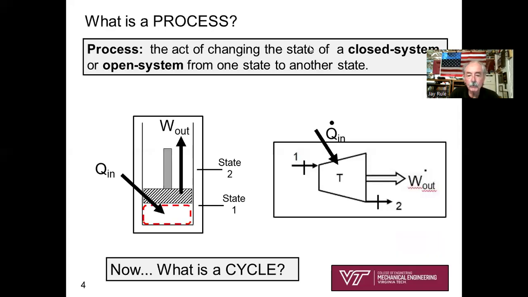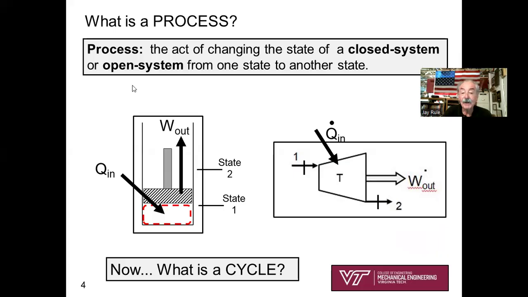So let's do a little review first, just to be sure we're all on the same page. So the first question is, what is a process? So try to think about that in your mind. Have you got that in your mind before I disclose the answer to you here? A process is the act of changing the state, remember that term, state, of either a closed system or an open system from one state to another state.